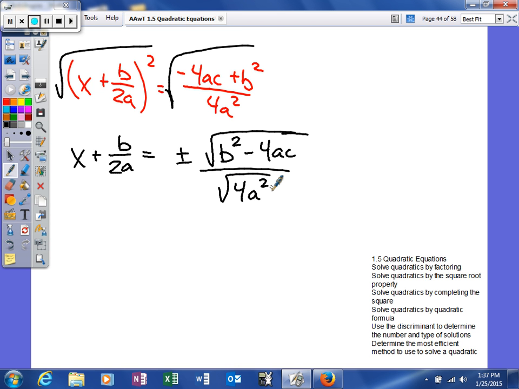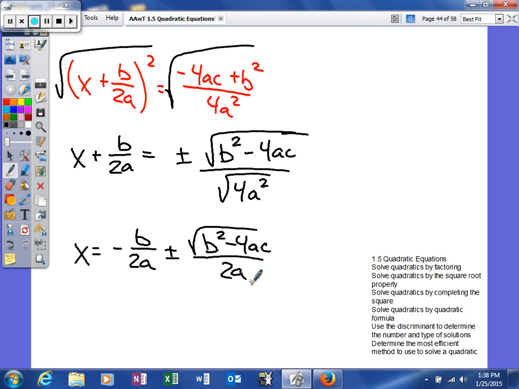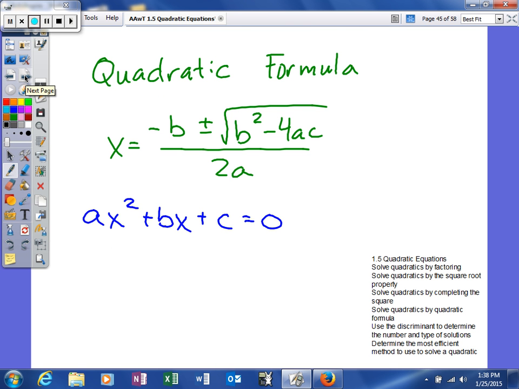And then lastly, I'm going to solve for x. So I will subtract that. So I'll get negative b over 2a plus or minus the square root of b squared minus 4ac. And then this is obviously a perfect square, so 2a. Alright, so basically what we're getting at is the quadratic formula. So if you just combine those two terms, since they already have a common denominator, you get your quadratic formula. Nice little proof there.